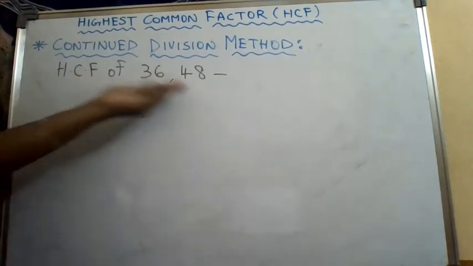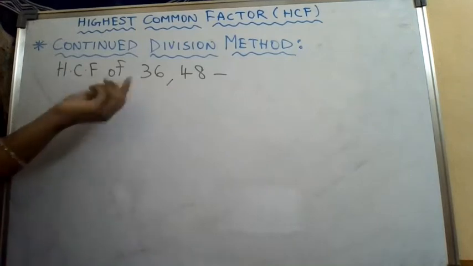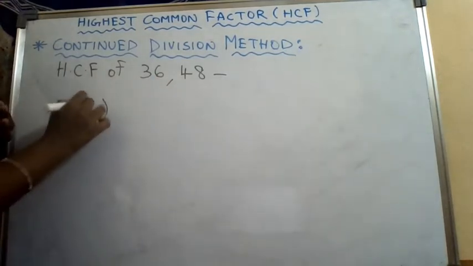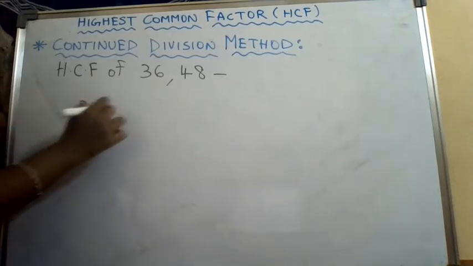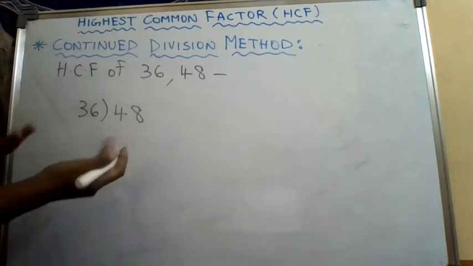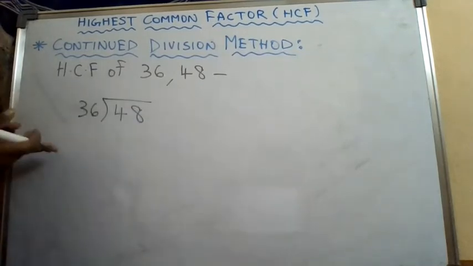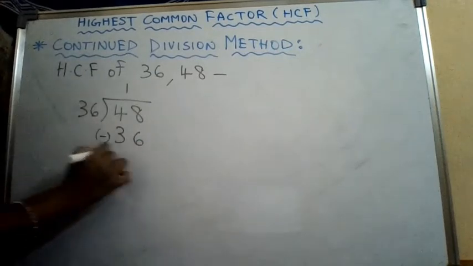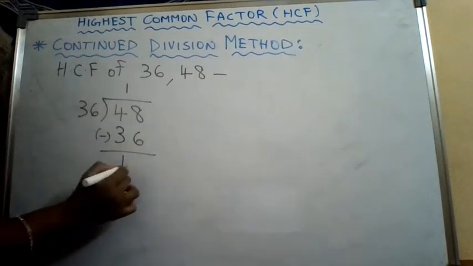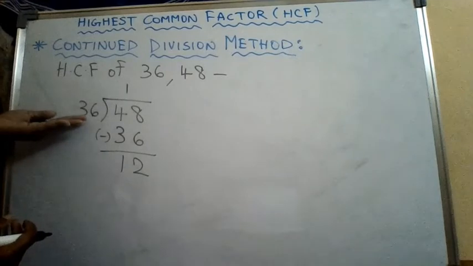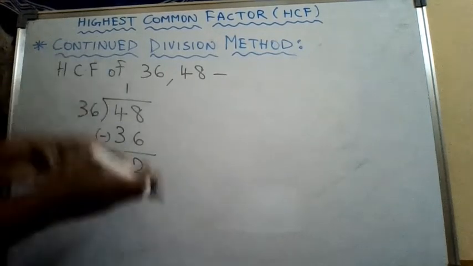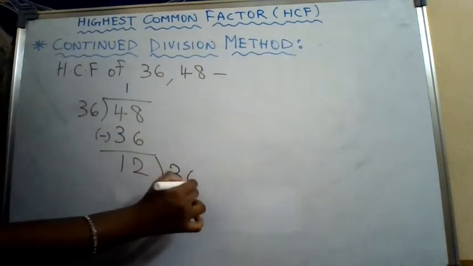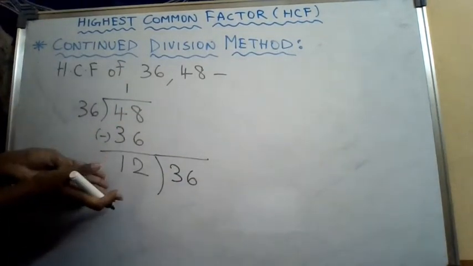For the HCF of whatever numbers they have given you, here only 2, so your problem becomes very simple. What is the smallest number? You will write that outside as the divisor, and the greatest number you will write inside. Now tell me how many times 36 goes into 48. Only 1 time. So write down 1, subtract the value, and it will be 12. Now you can see that the divisor is more than the remainder. So shift the divisor inside as the dividend, and the remainder will become your divisor.